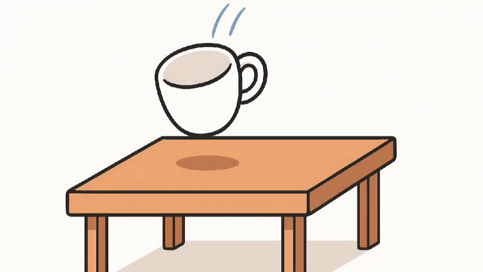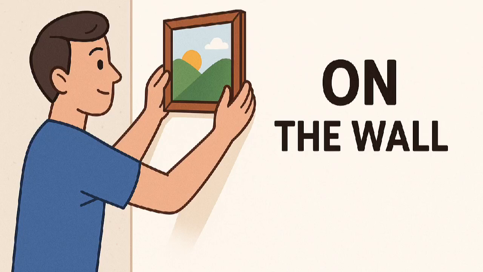Even when something moves from above to a surface, we use on. We say, "She put the cup on the table." The action ends with the cup resting on the surface. The picture is on the wall. It's not inside the wall or under it. It's fixed to its surface. That's why we use on.